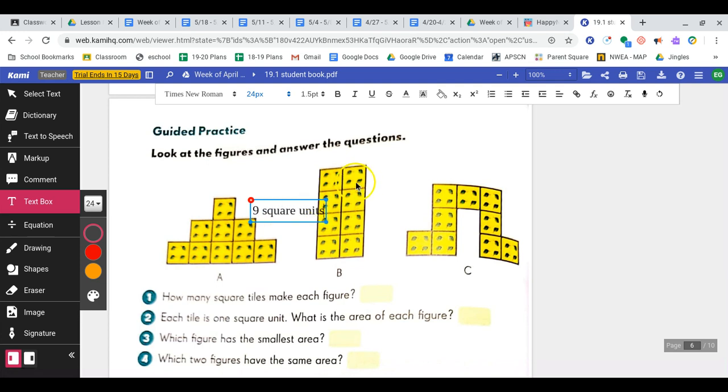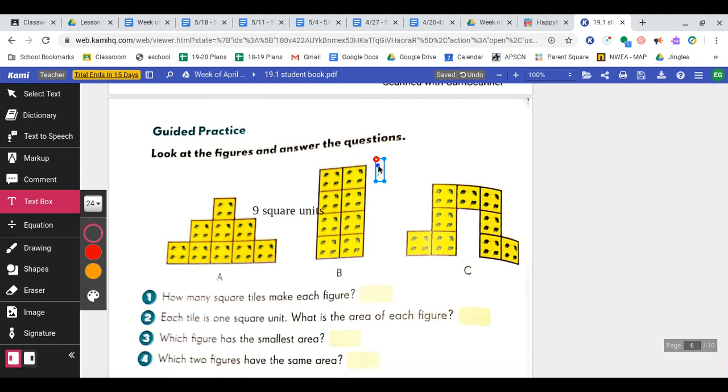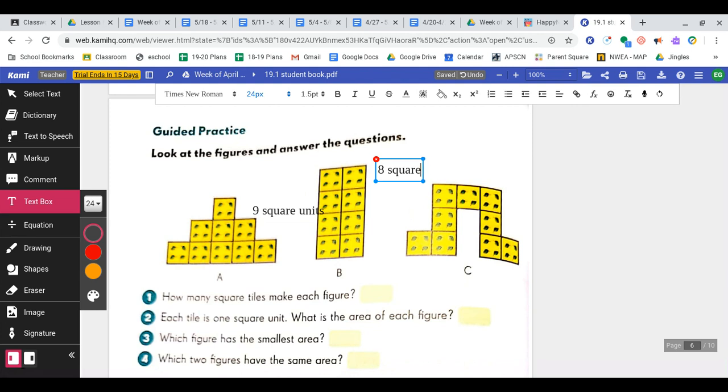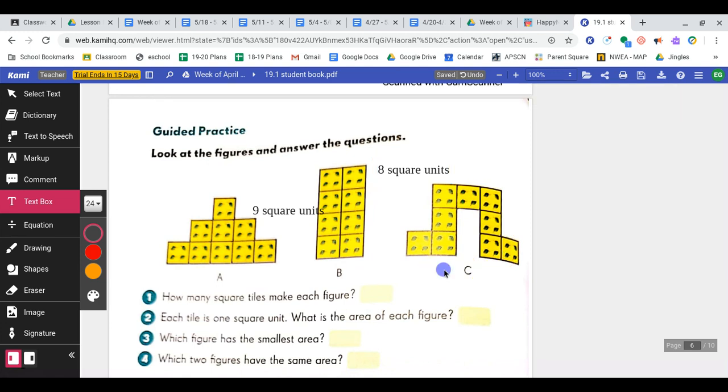Let's count this one up. 1, 2, 3, 4 times 2 is 8. This one is an even figure, so we can just multiply for this. So 8 square units. Okay, now this one is unusual. We'll have to count it up rather than multiplying for it. 1, 2, 3, 4, 5, 6, 7, 8, 9. So figure C is 9 square units.